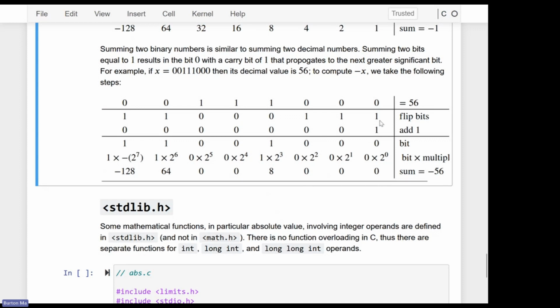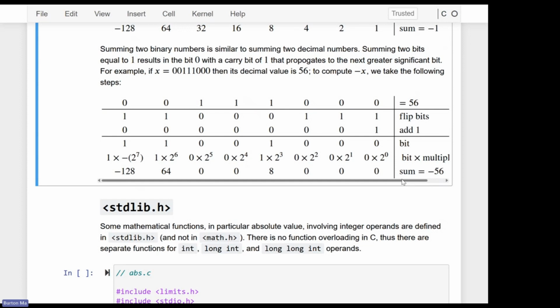1 plus 1 is 0. Carry the 1. So 1 plus 1 is 0. Carry the 1 over to the next digit. So 1 plus 1 plus 0 is 0. Carry the 1 over here. So 1 plus 1 plus 0 is 0. Carry the 1. Now I have 1 plus 0 plus 0, and that's 1. All the other bits you can just add by looking at them: 0, 0, 0, 0, 1 and 0 is 1, and 1 and 0 is 1. Compute the sum and you get minus 56. So even for a human, it's relatively straightforward to compute negative x given some 2's complement number x.